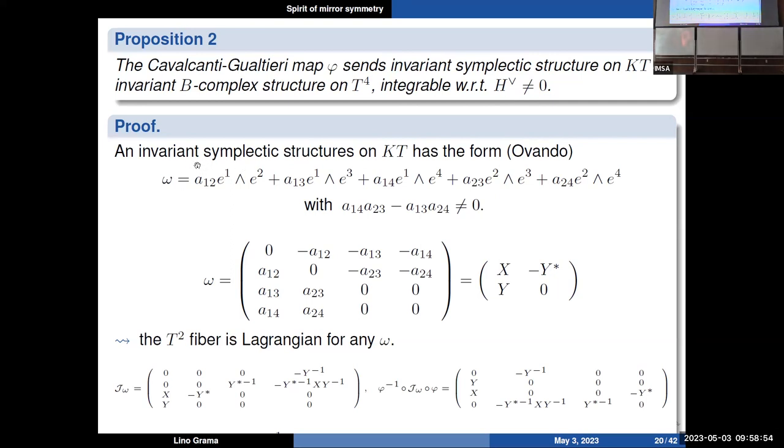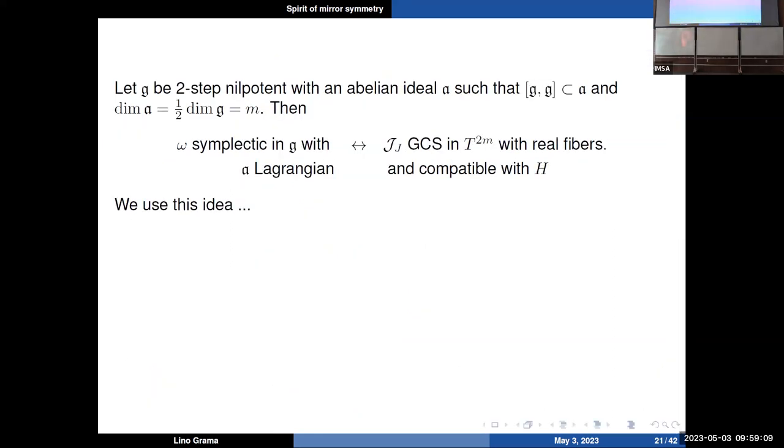Okay, and then we have some computations here, but the key point is the symplectic structure on Kodaira-Thurston as described by Gabriel Ovando, who gave some parametrization. And then we can compute explicitly this map. On a two-step nilpotent Lie algebra with some abelian ideal, we have omega symplectic with Lagrangian abelian subalgebra, and we have a dual, some generalized complex structure with fibers.